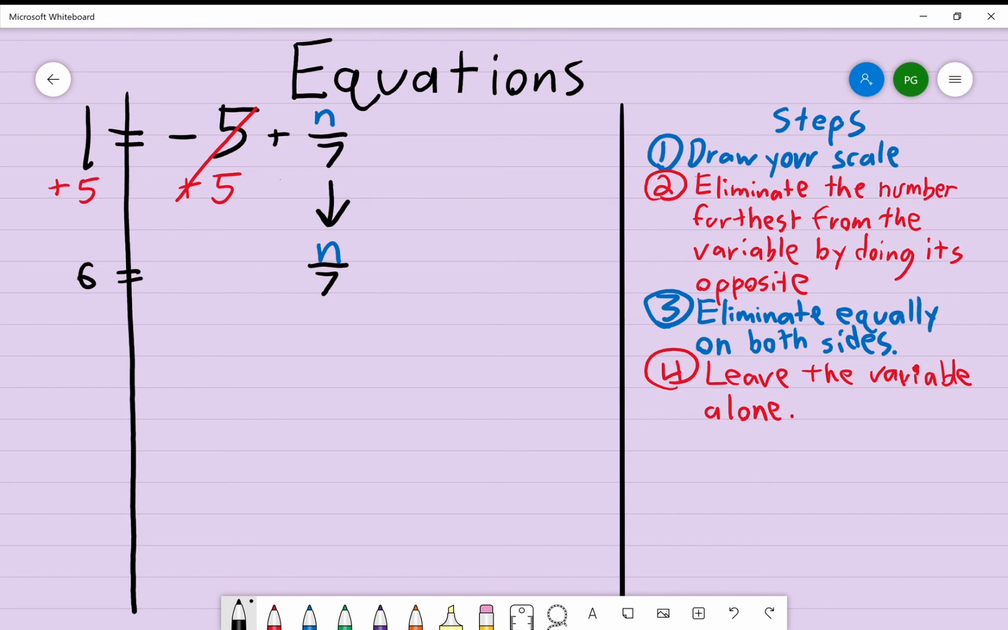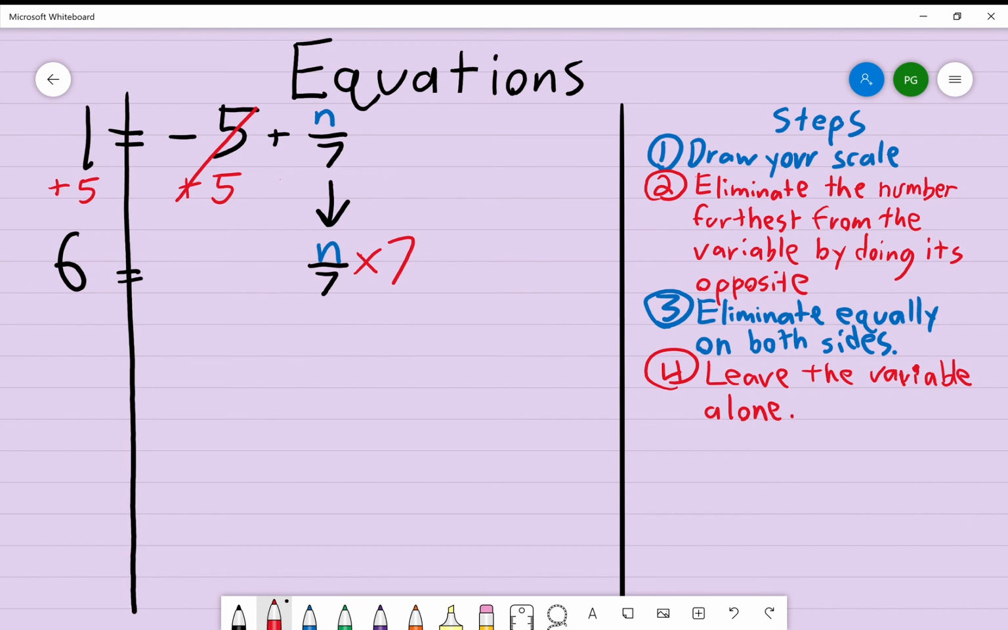Now please notice, I didn't bring down the plus sign because I don't have to. It's positive. If it's a positive number, I don't have to touch it. It's just n divided by 7, okay? Now, question, am I done? No, I'm not. Currently, the n is being divided by 7. I have not left the variable alone. I need to do that. What's the opposite of divide by 7?